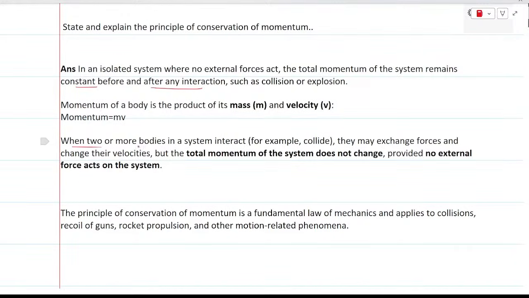When two bodies in a system interact, they collide, they may exchange forces or change their velocities, but the total momentum of the system does not change, provided no external force acts on the system.